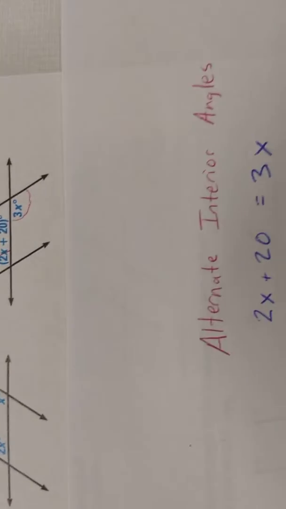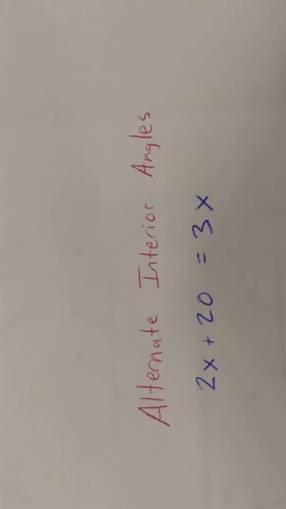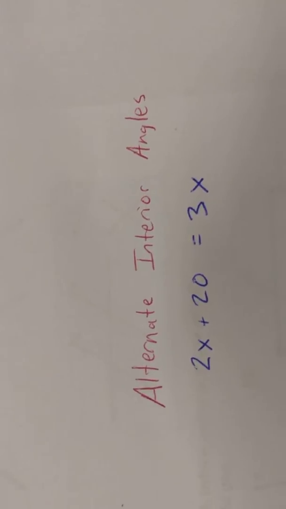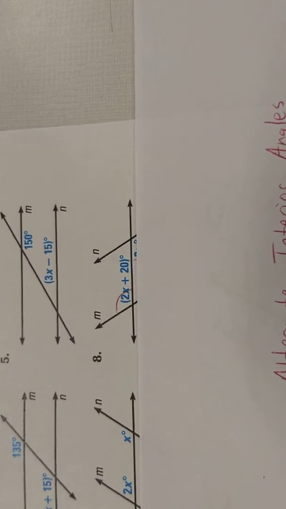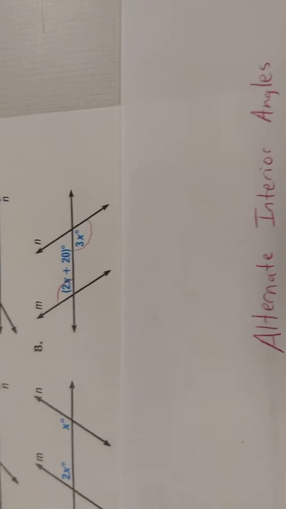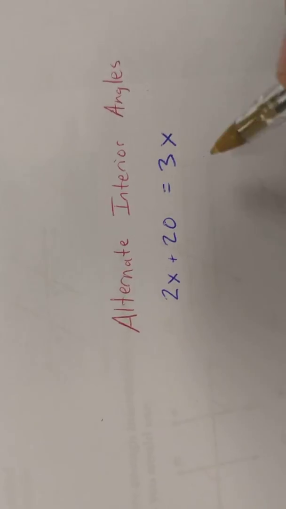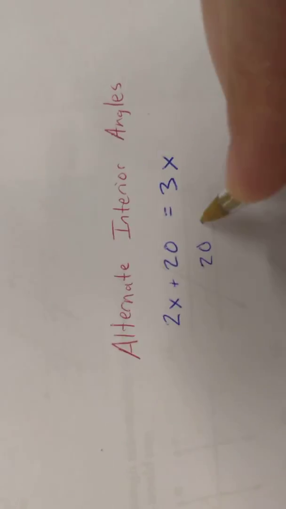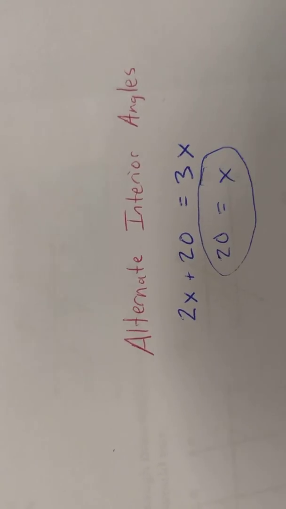Well, here's the equation that we would set up then. Alternate interior angles being congruent would mean that the first angle, 2x plus 20, would be set equal to the second angle of 3x. Okay? When I do that, I'm able to solve for x. I'd get rid of 2x here on both sides. That would leave me with 20, and that would leave me with x, and there it is. I've already found out what x would be.